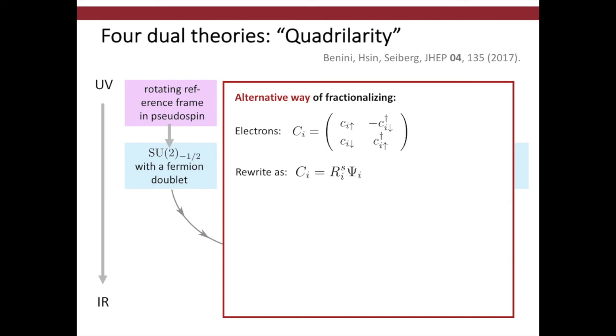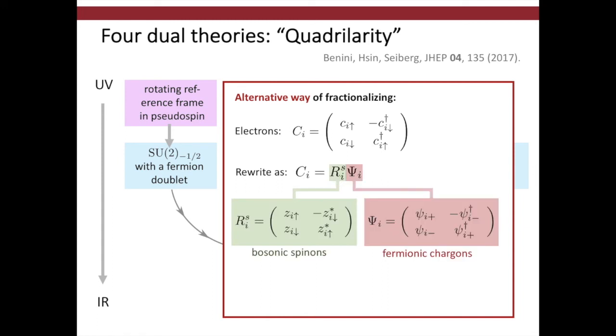Here, the SU2 matrix R contains the bosonic spin-on operators, carrying spin but no charge, and psi the fermionic chargons carrying charge but no spin. Gauge transformations now act in the way indicated here, but more importantly, upon noting that spin rotations correspond to left multiplication of R while acting trivially on psi, the reparametrization can be thought of as transforming to a rotating reference frame in spin space. At low energies, such an approach gives rise to the second dual field theory.